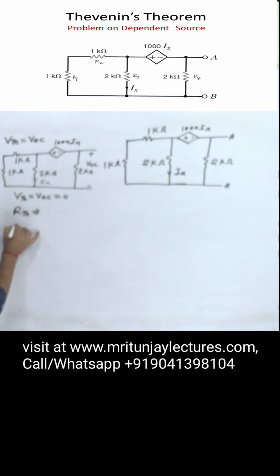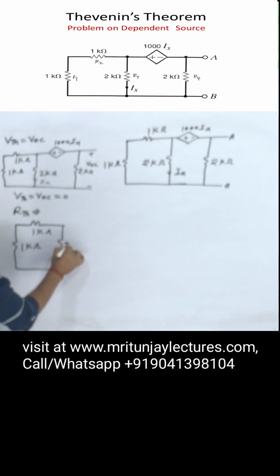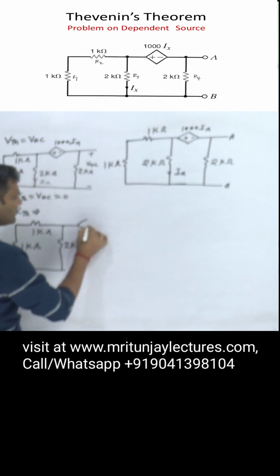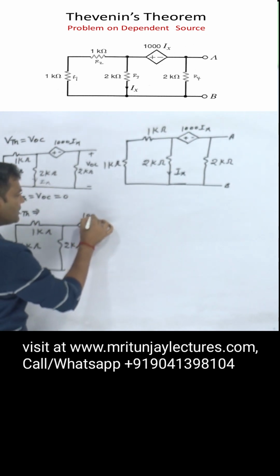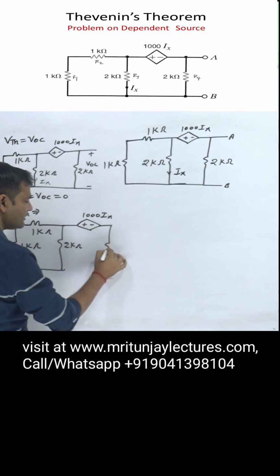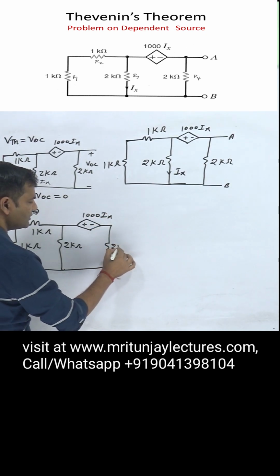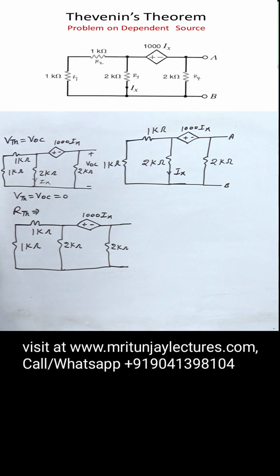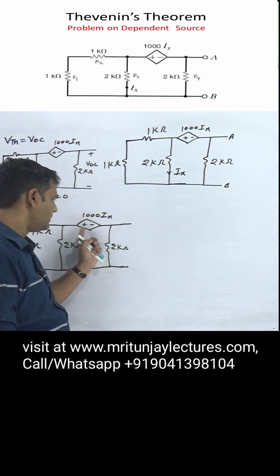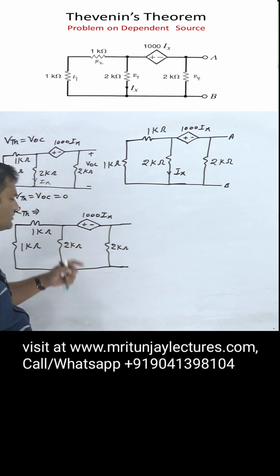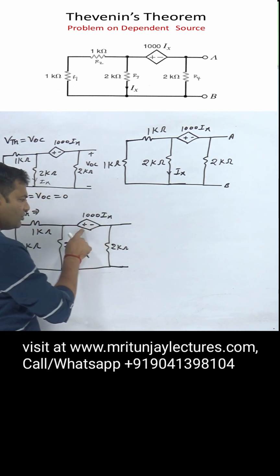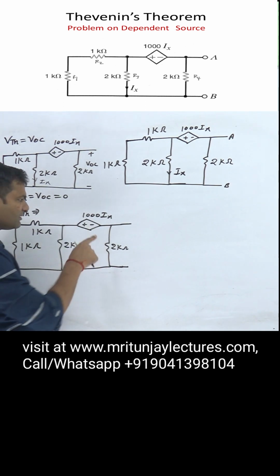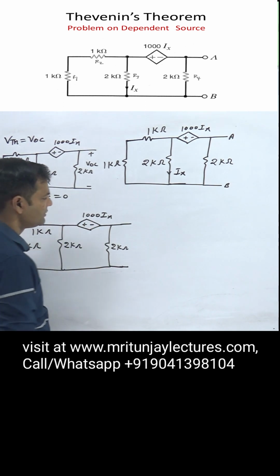First of all, make it: here 1 kilo ohm, here 1 kilo ohm, here 2 kilo ohm, here plus minus 1000 Ix, and here 2 kilo ohm. Clear or not? And that is A and B. Here A and B. A dependent source is available, a current dependent voltage source. It has plus minus given, that's why it is a voltage source. So how can we do it?